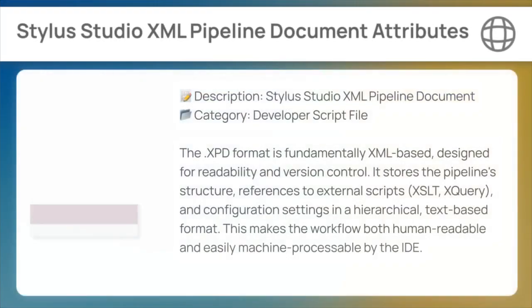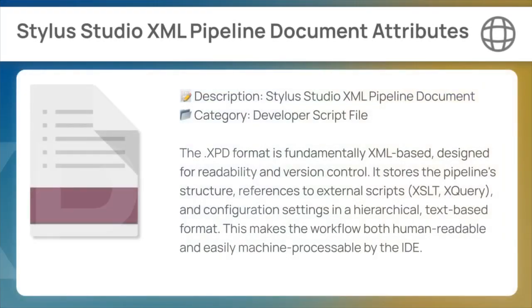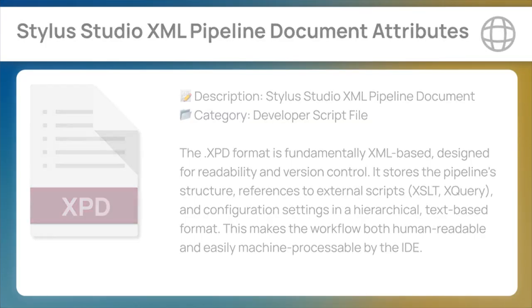The .xpd format is fundamentally XML-based, designed for readability and version control. It stores the pipeline's structure, references to external scripts, XSLT, XQuery, and configuration settings in a hierarchical, text-based format. This makes the workflow both human-readable and easily machine-processable by the IDE.